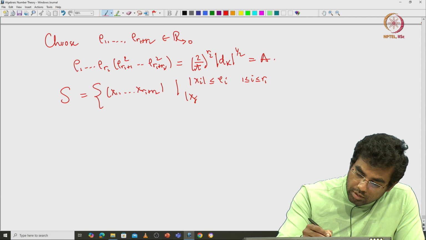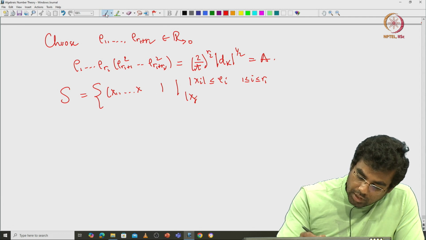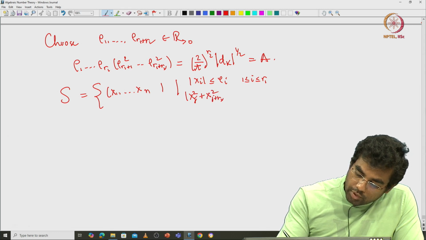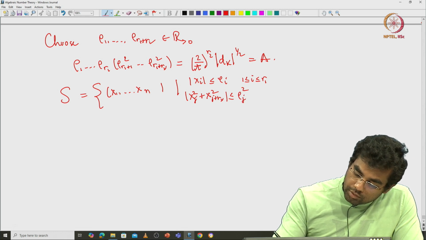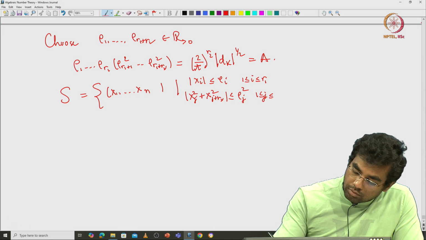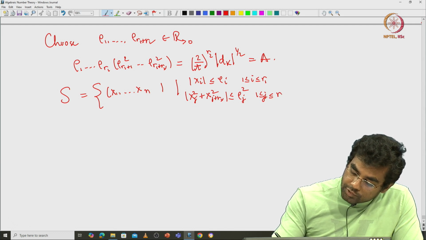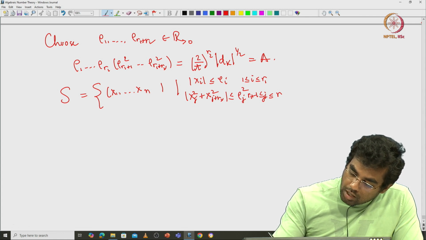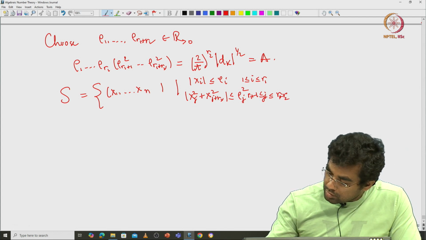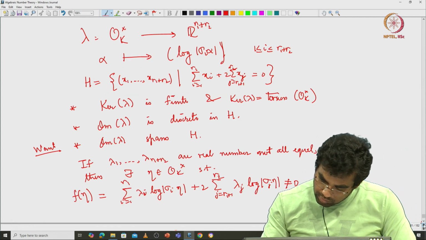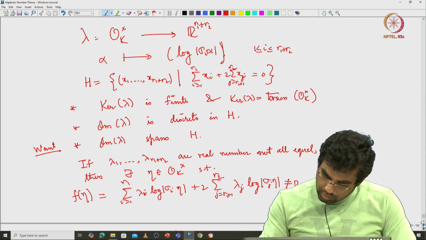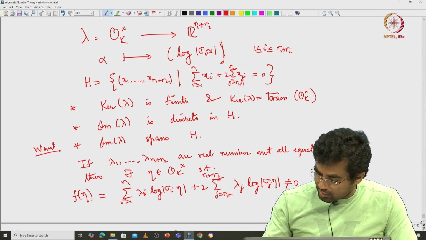Okay, sorry, I think I made a mistake last time. This should have been x_j squared plus x_{j plus r2} squared is less than or equal to rho j squared, for j between r1 plus 1 and r1 plus r2, and I think the same thing on the previous page. Where did it go? Yeah, this should be r1 plus r2.